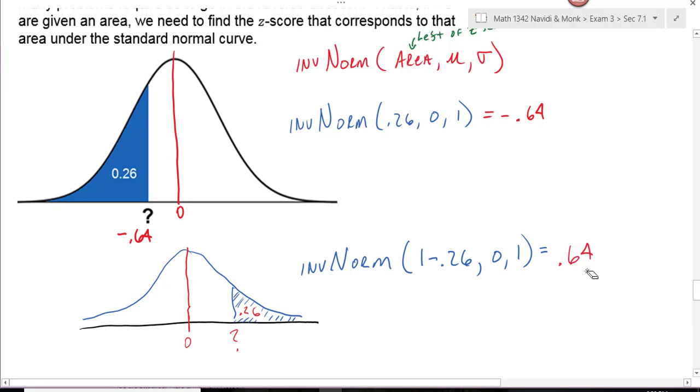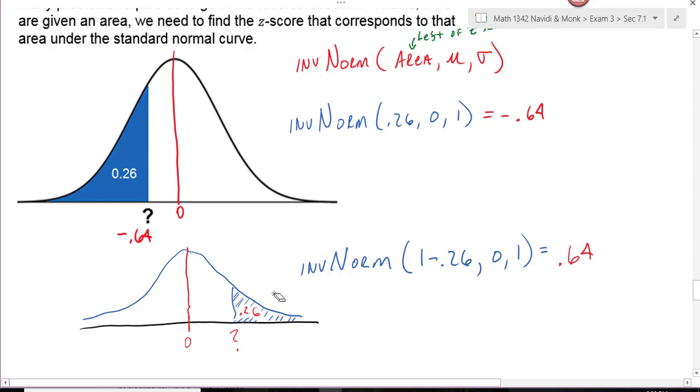You get 0.64. Remember, there's symmetry about this mean right here. There's symmetry about 0. So if a negative 0.64 gives me an area of 0.26 to the left, a positive 0.64 for a z-score would give me an area of 0.26 to the right.